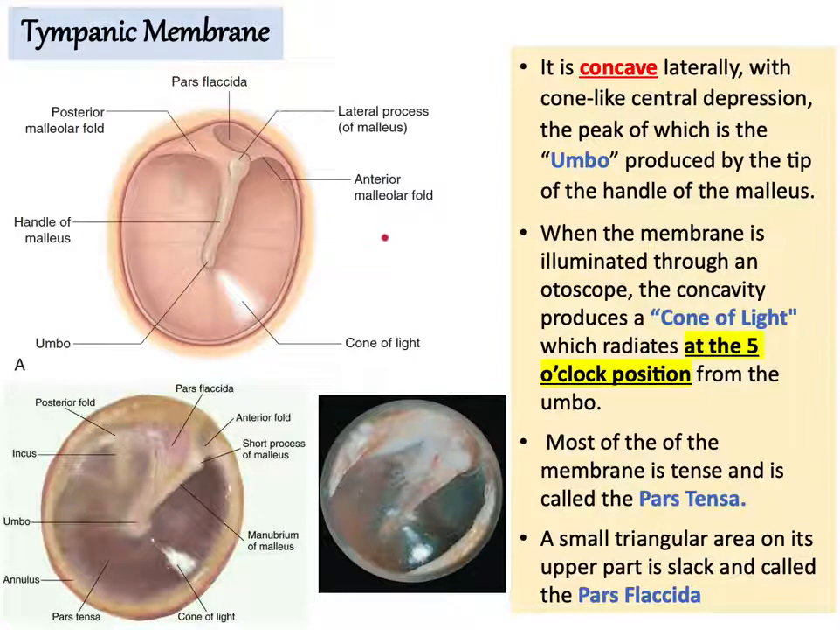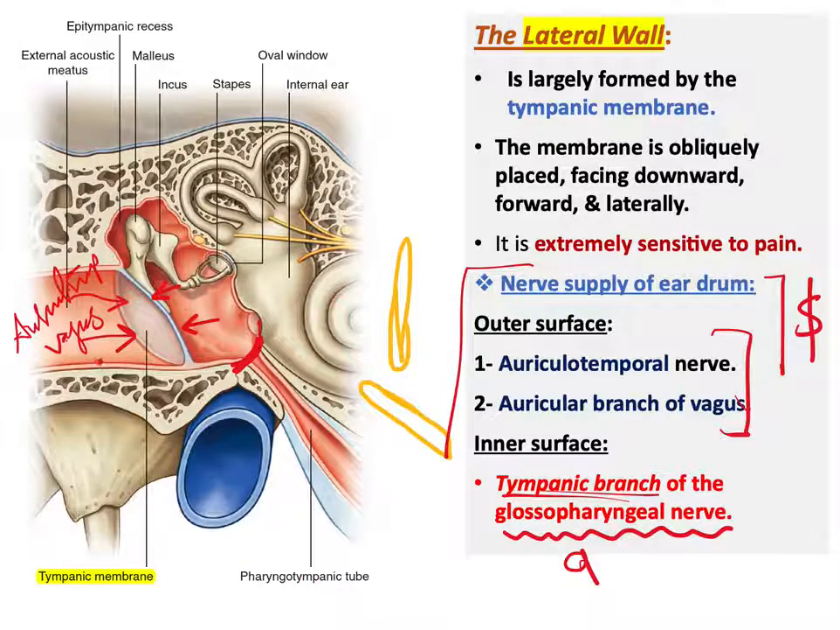Now, the tympanic membrane is a very important structure, right? And interestingly, as I didn't mention before, and now I will say that the tympanic membrane is concave laterally. That means when you look at it from the lateral side, it's concave, right? It's a concave membrane or structure, right? In which this concavity is made by, let me show you here.